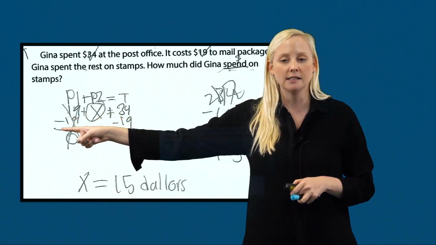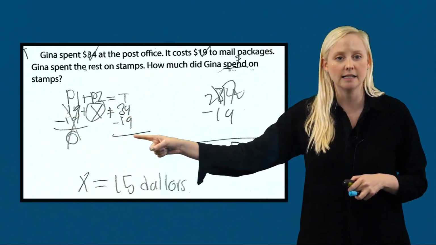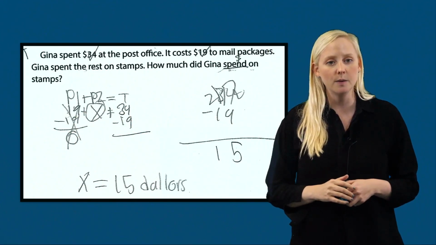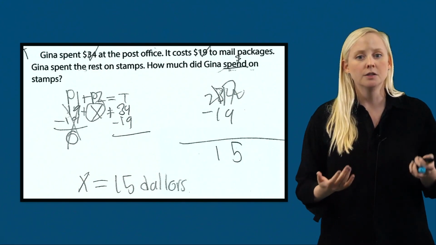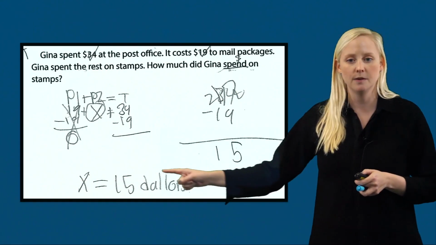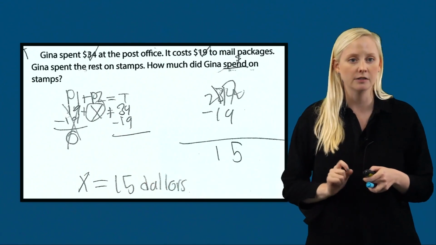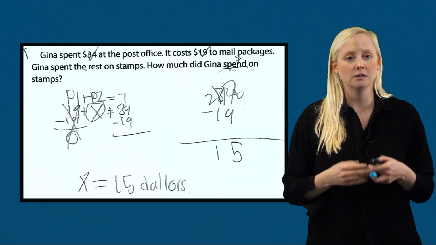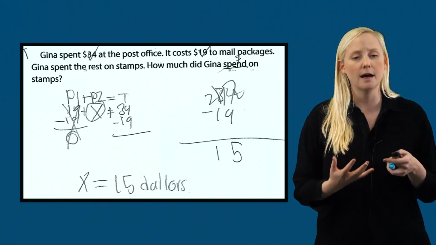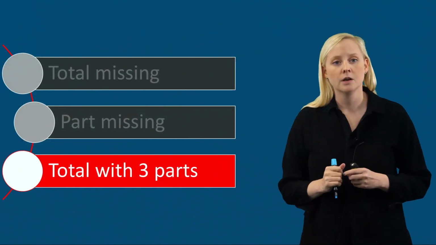If we subtract 19 from this side, we have to subtract 19 from this side, because whatever we do to one side of the equal sign, we have to do to the other side of the equal sign. So here the student subtracted correctly, and we have a correct answer, $15. We have a number and our label. We know that this answer makes sense because the total, or the sum, is greater than both of the parts.